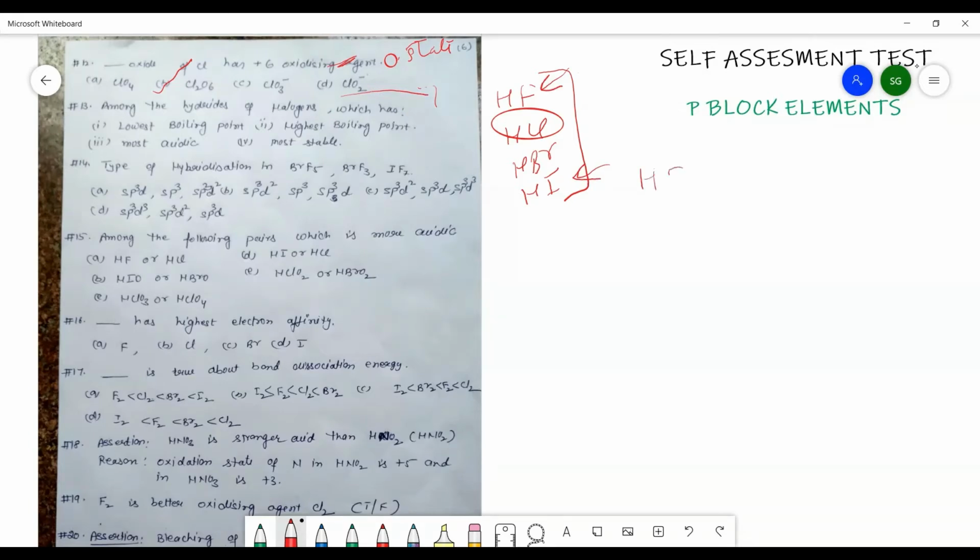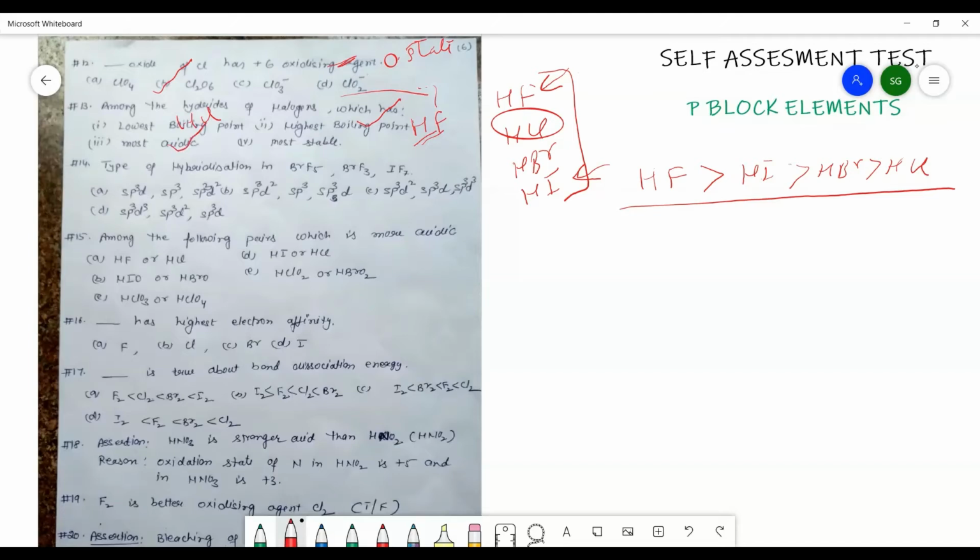And when we see the order of boiling point, the order will be like this, which you have done in your lectures. So among all of them, HCl has the lowest boiling point. Another one is the highest boiling point. From this order, you can easily find out which has the highest boiling point. So the highest boiling point is of HF, and the reason is the hydrogen bonding. More acidic in nature. So which one is more acidic in nature?